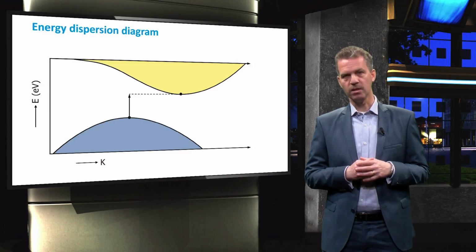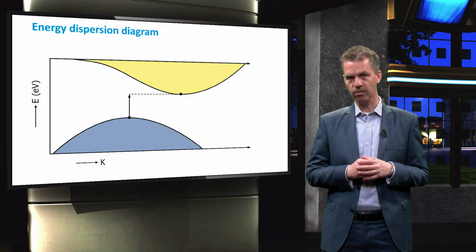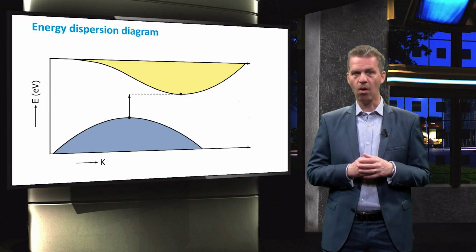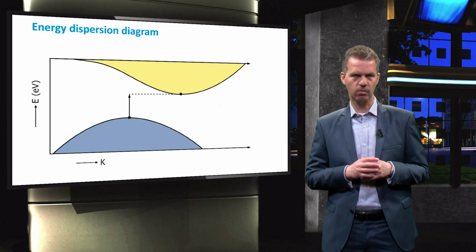Since this interaction is required and the energy and momentum in the crystal should be conserved, the light absorption of an indirect bandgap material such as silicon is much lower than a direct bandgap material, as we will see in a moment.